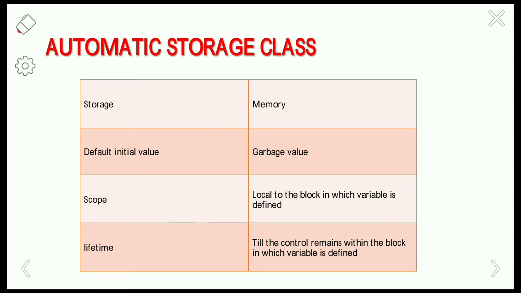Normally a particular variable or function will be stored in two types of memories, that is memory or register. Here we are going to consider the storage. The automatic storage class is going to store the variables in the memory. Next, the default initial value. Normally if you are allocating a memory, that particular memory address will hold a garbage value. So the default initial value is an unpredictable value, which is often called a garbage value.